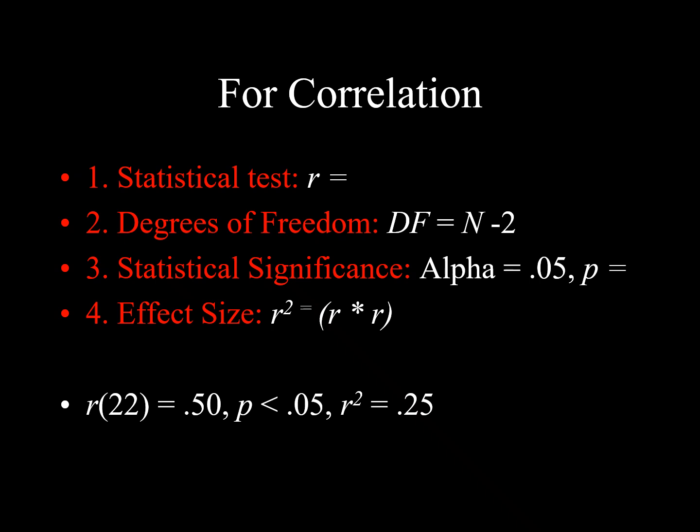And finally, we're going to report effect size. And again, this is going to vary based on our inferential test. But in our case of correlation, it's going to be r squared. So r times by itself. And here we have an example of what we would actually see in an APA-style paper of how you'd present a correlation.